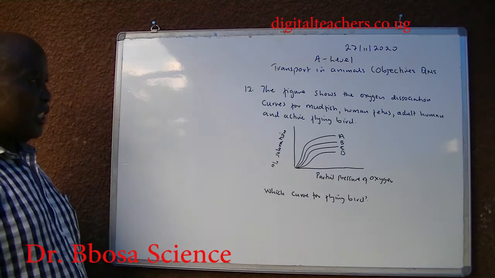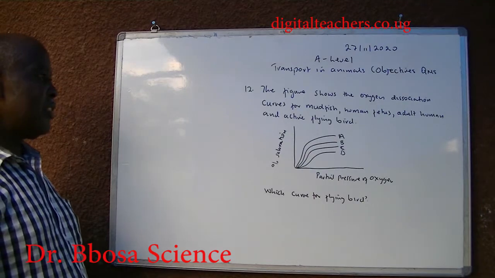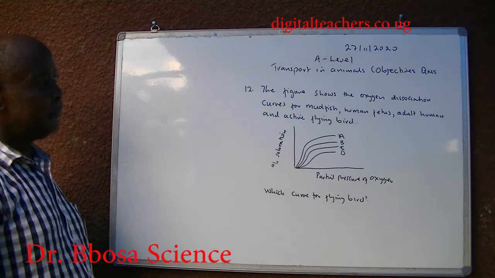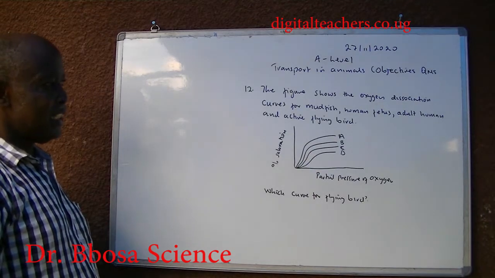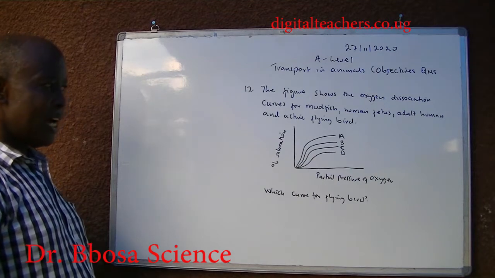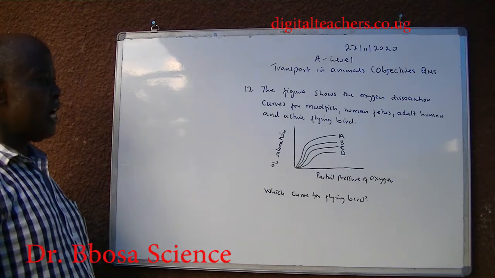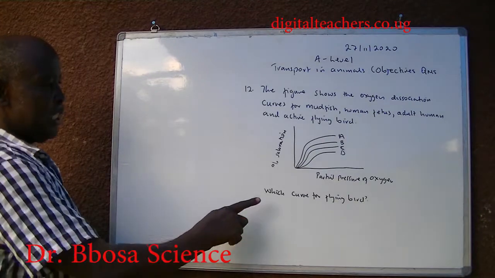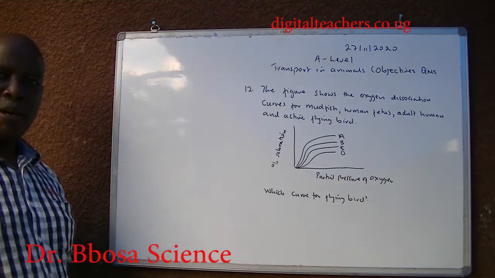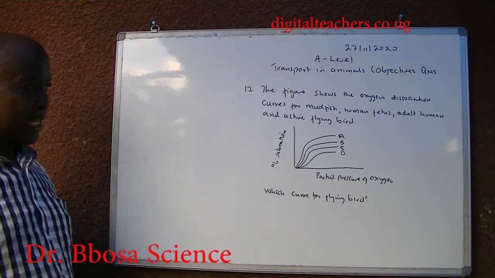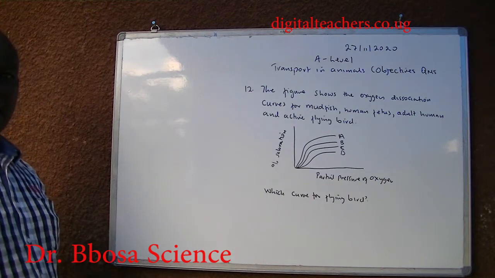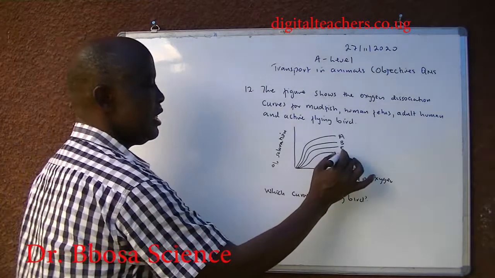Number 12. The figure shows oxygen dissociation curves for mud fish, human fetus, adult human, and active flying bird. Which curve is for flying bird? You can pause and answer. The answer is D.